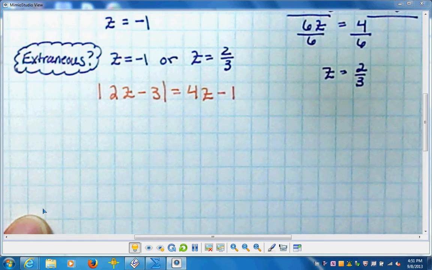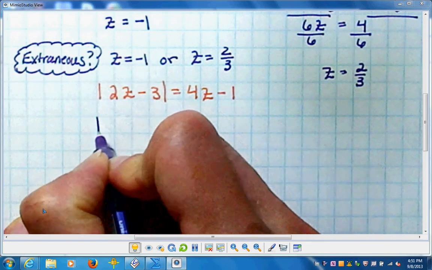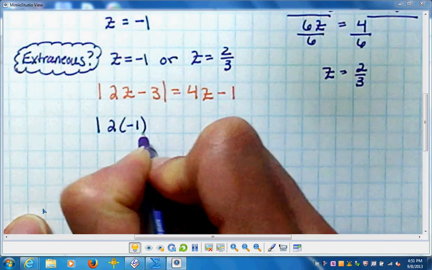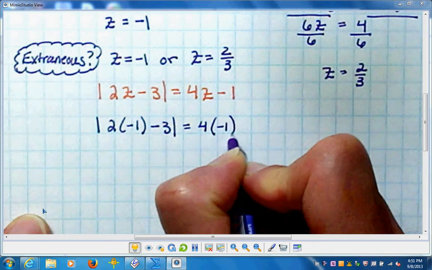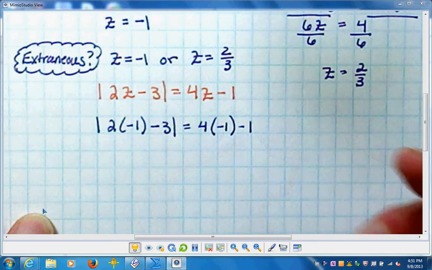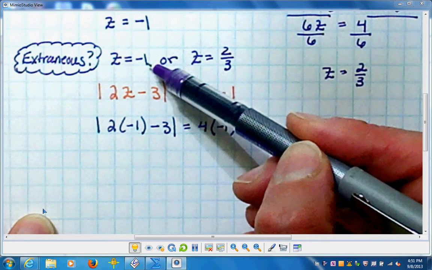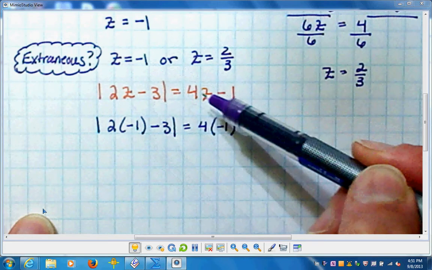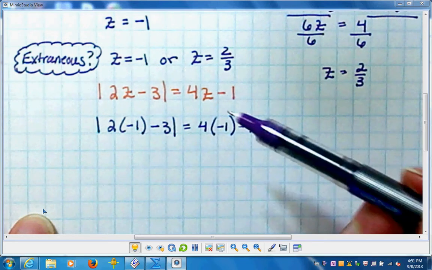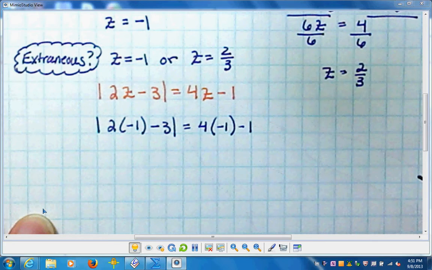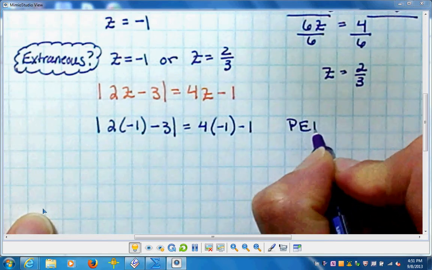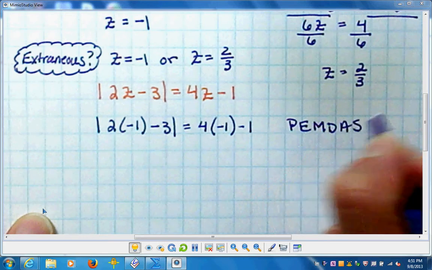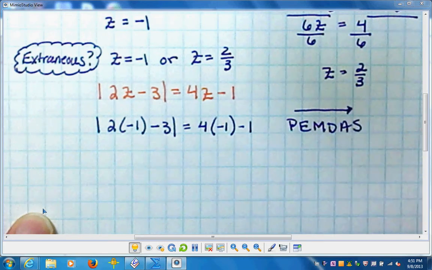So when I test -1, that means I'm going to have the absolute value of 2 times -1 minus 3 equals 4 times -1 minus 1. All I did was substitute in my first answer choice for wherever there was a z in the original problem. Keyword there is original. Notice I have my absolute value signs back. So now remember, we are simplifying.